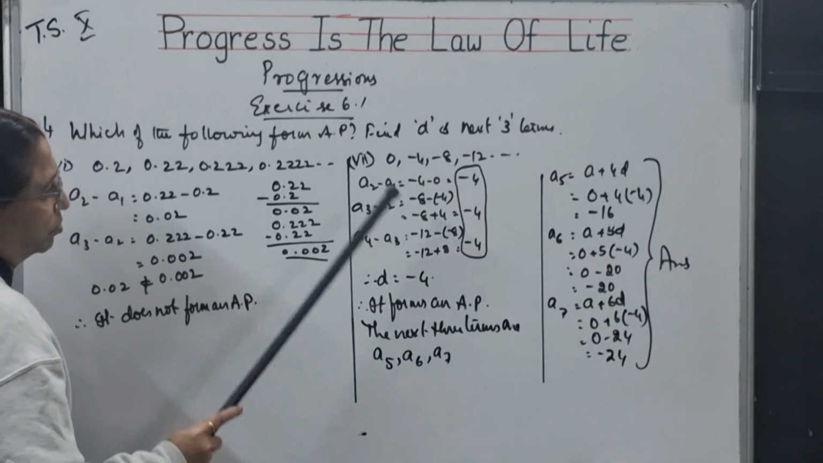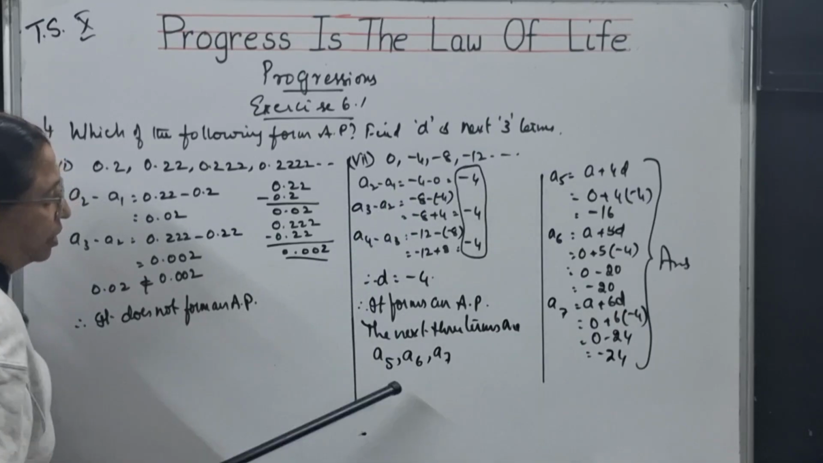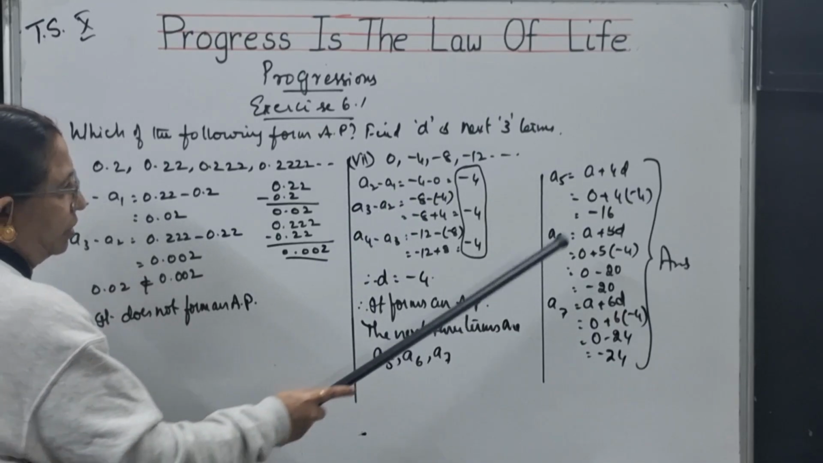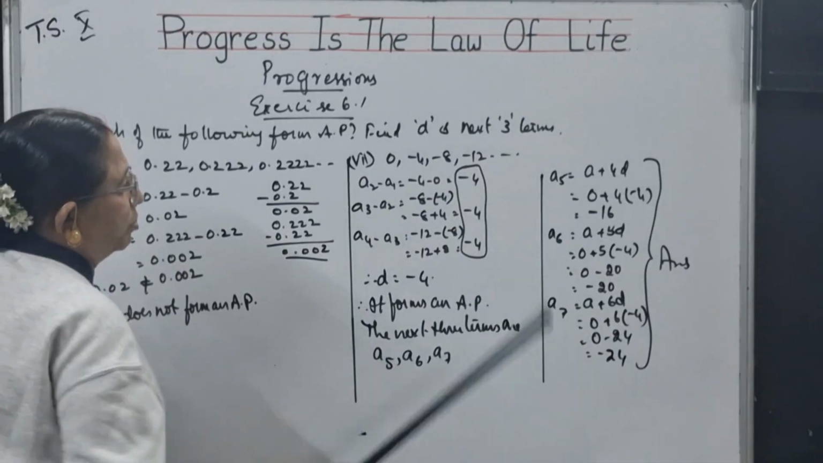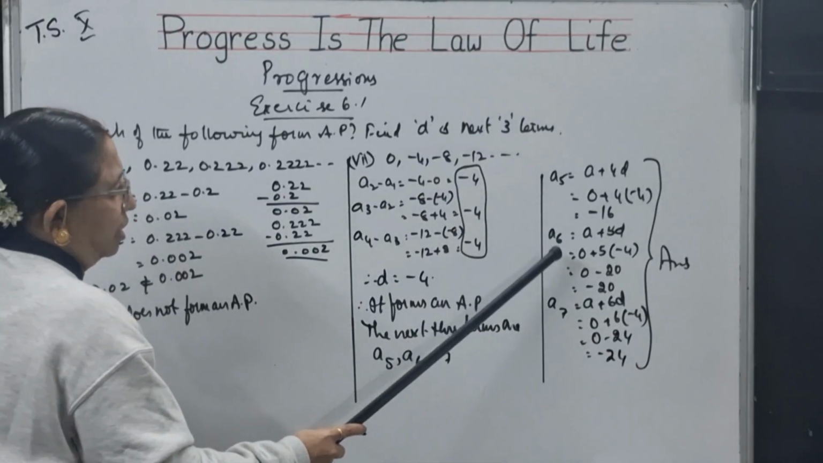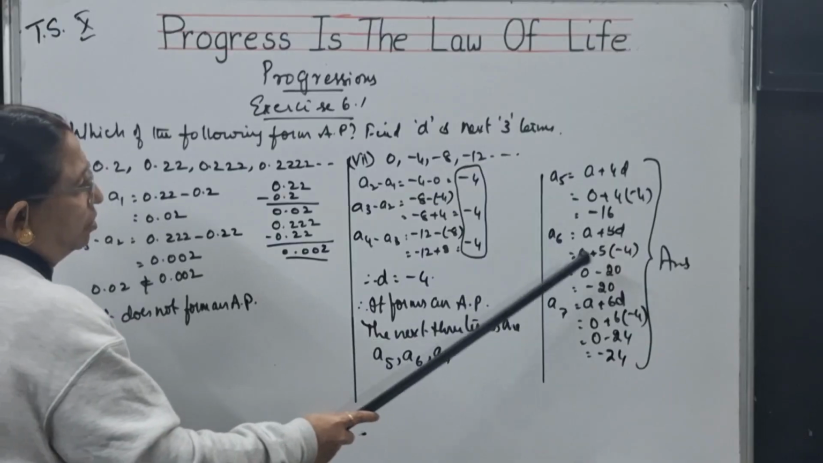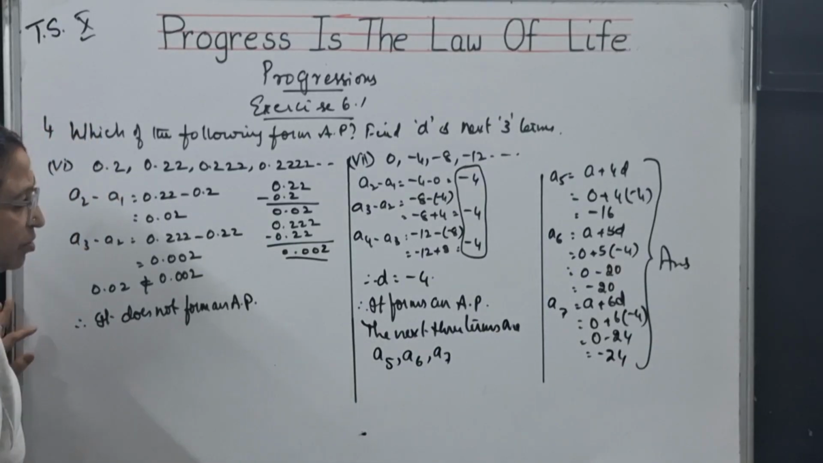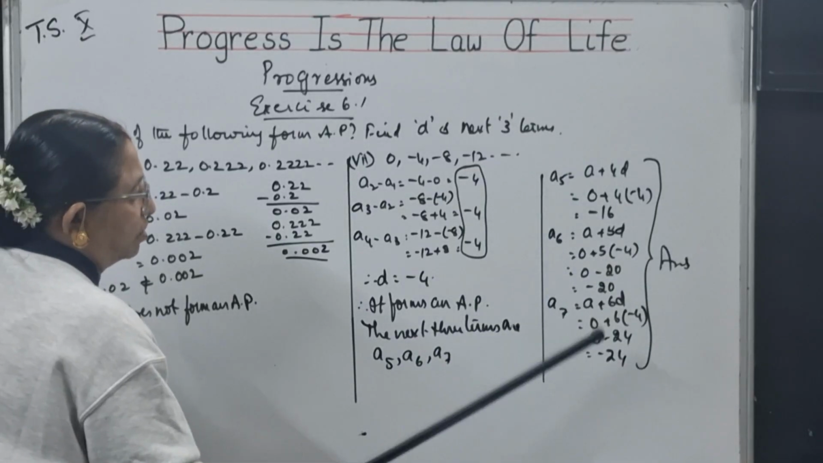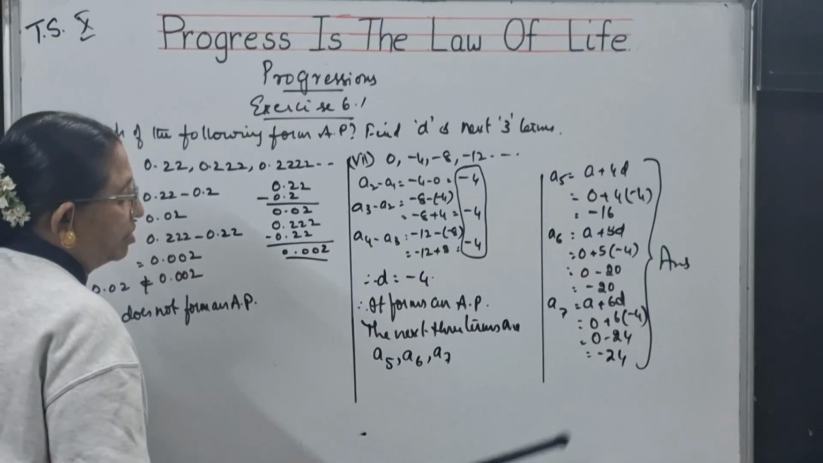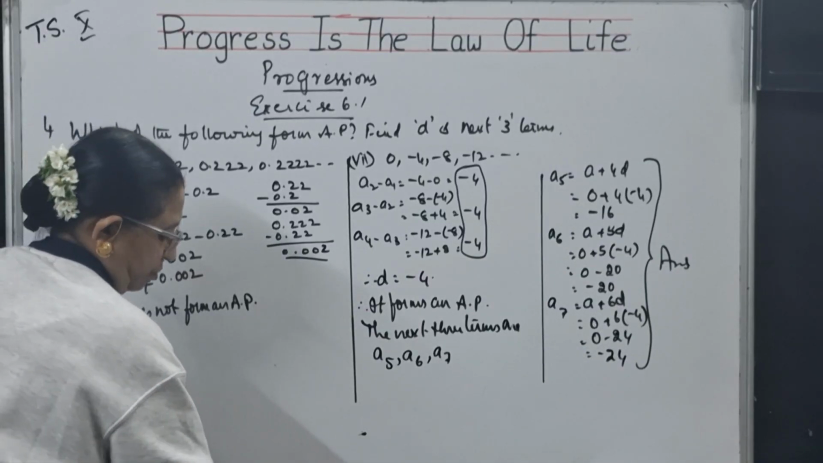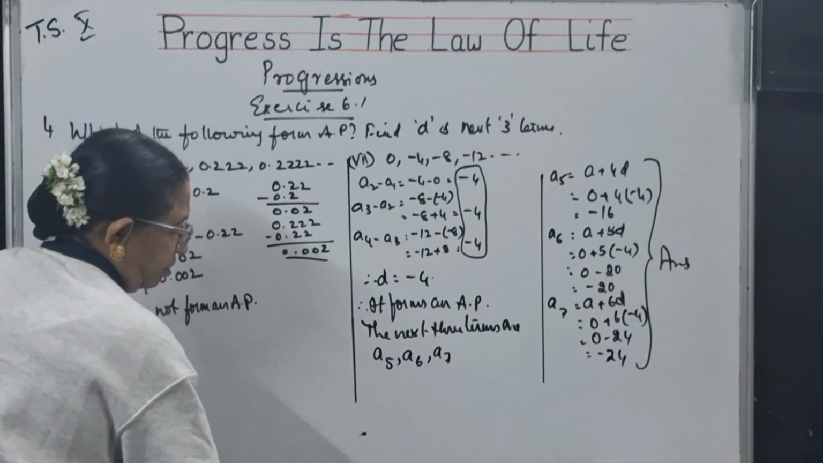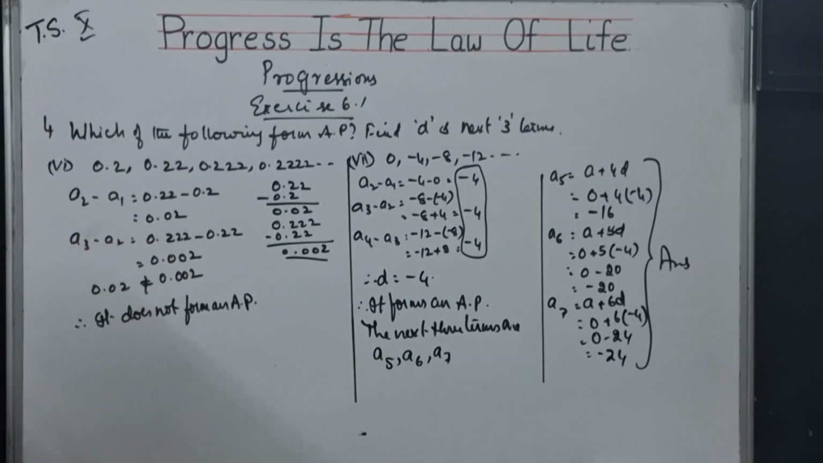Now the next three terms. 1, 2, 3, 4 terms are there. A5, A6, A7. A5 formula is A plus 4D. So 0 plus 4 into minus 4, minus 16. A6 is A plus 5D. 0 plus 5 into minus 4, minus 20. A7 is A plus 6D. 0 plus 6 into minus 4, minus 24. So these are the answers for 6th and 7th problems, children. Please note it down.